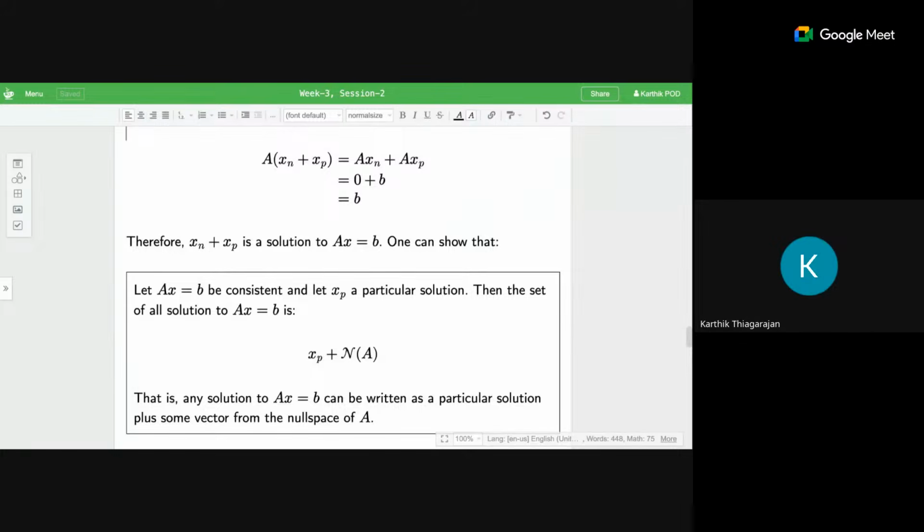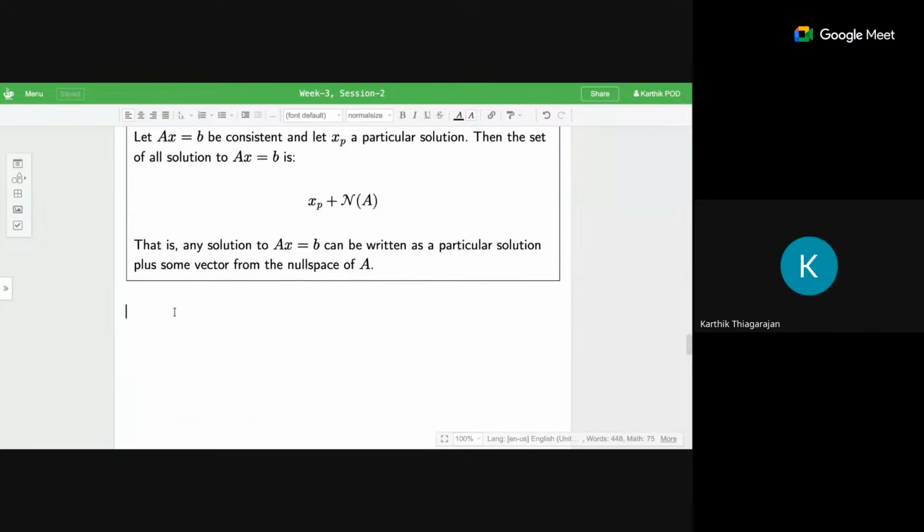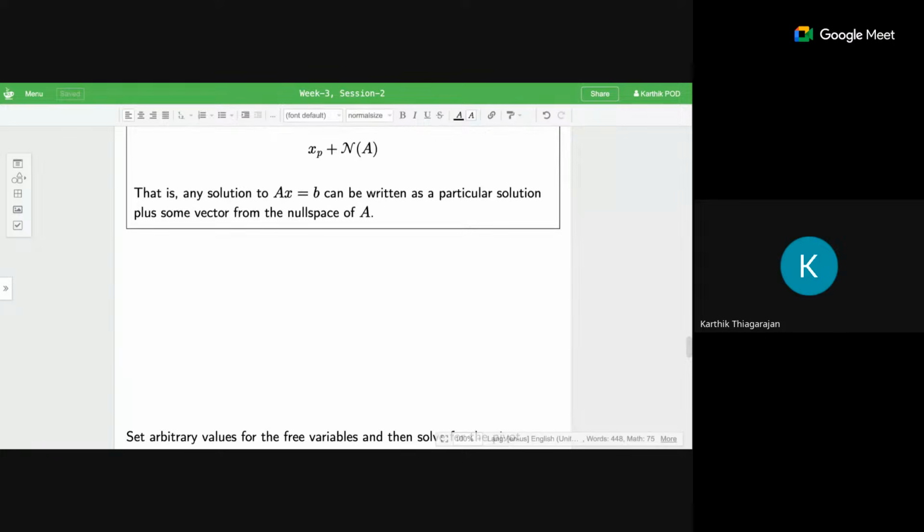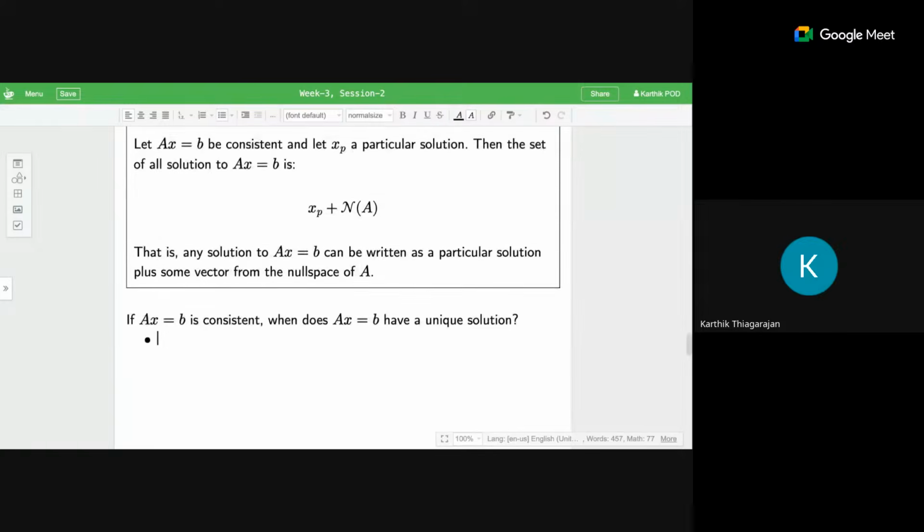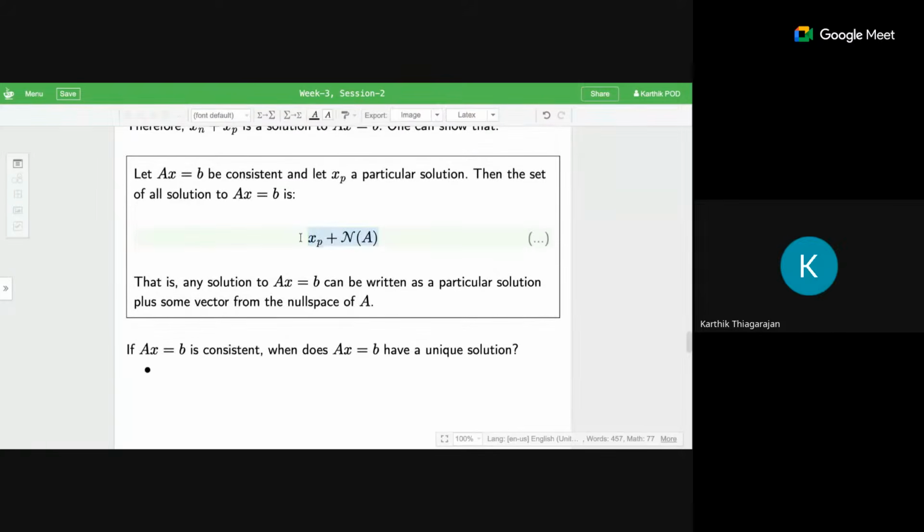Yes, sir. Okay, so what we'll now do is, this again helps us understand the whole idea of unique solutions and infinitely many. So when does AX equal to B, again, all this is assuming it's consistent. If AX equal to B is consistent, when does AX equal to B have a unique solution? What can you say from what you have seen so far? We have n pivots, the null space is 0, basically. Yeah, if the null space is 0, okay.